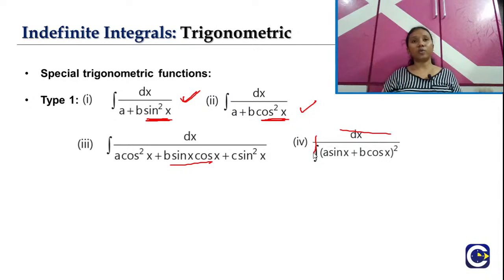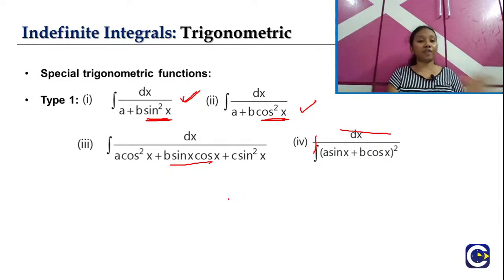Now the thing is, if any trigonometric function falls in this type 1, then how are we going to solve this special trigonometric function of type 1? That's the question. Can you guys have any idea? So far we have solved many substitution questions and many standard integrals. Can you think of any solution? How can we start solving these type 1 special trigonometric functions? By looking at each of the forms, can you think of any way?